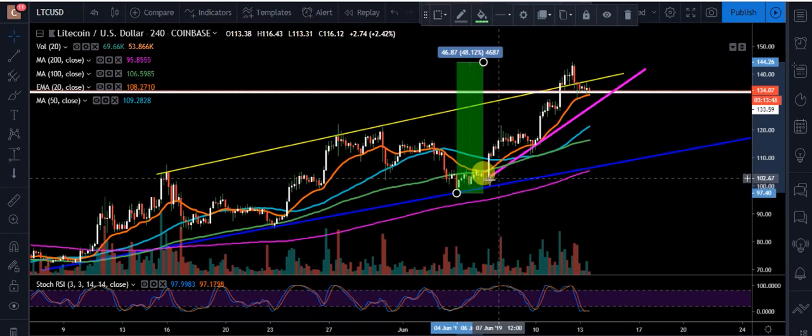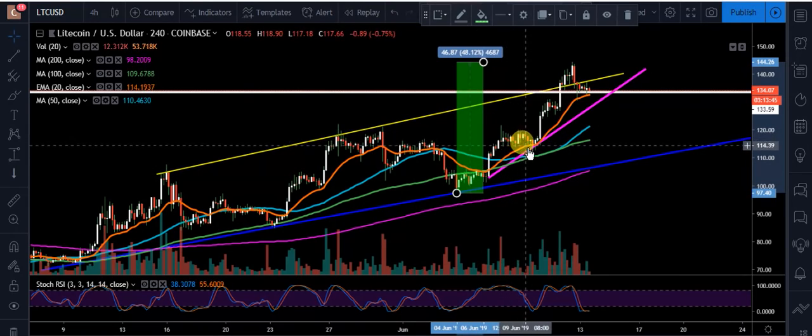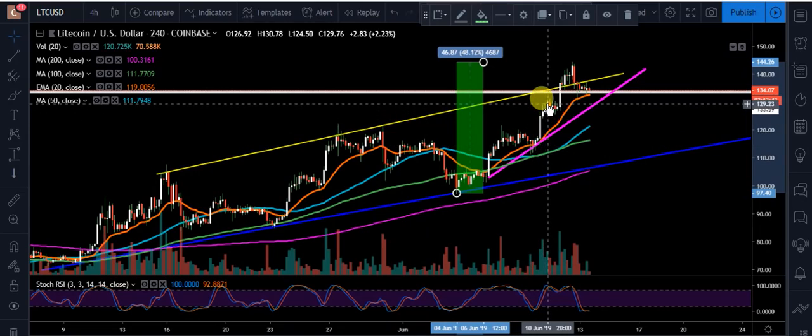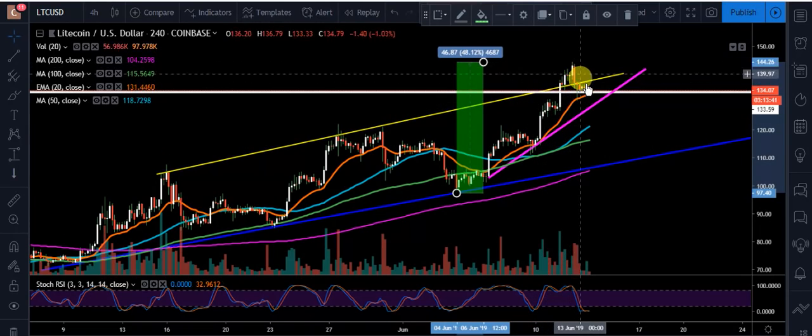Do you see after each one of these pumps, what do we have? A retracement. A pump, a slight retracement. Pump, retracement.